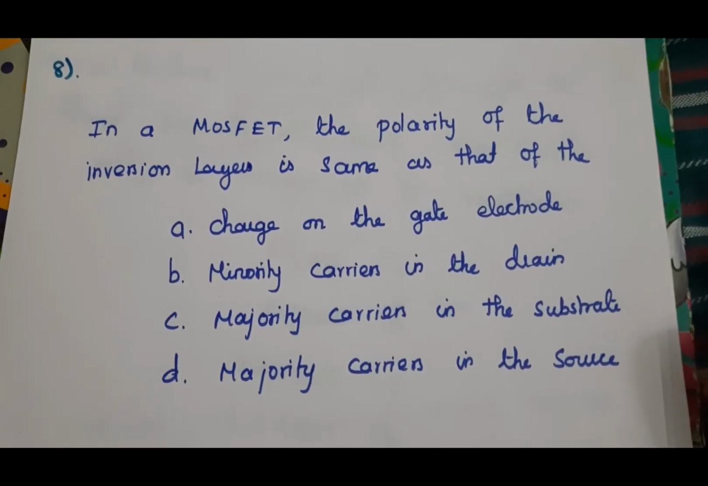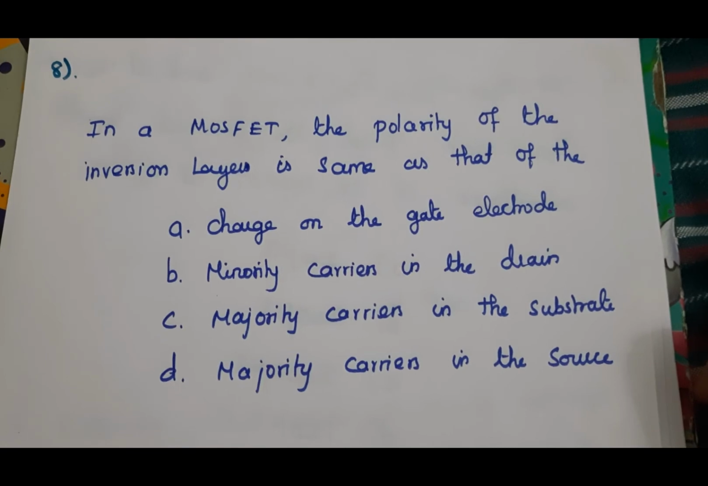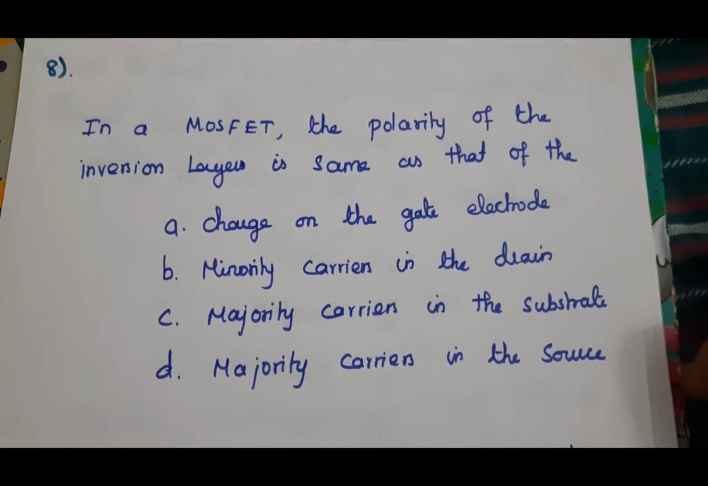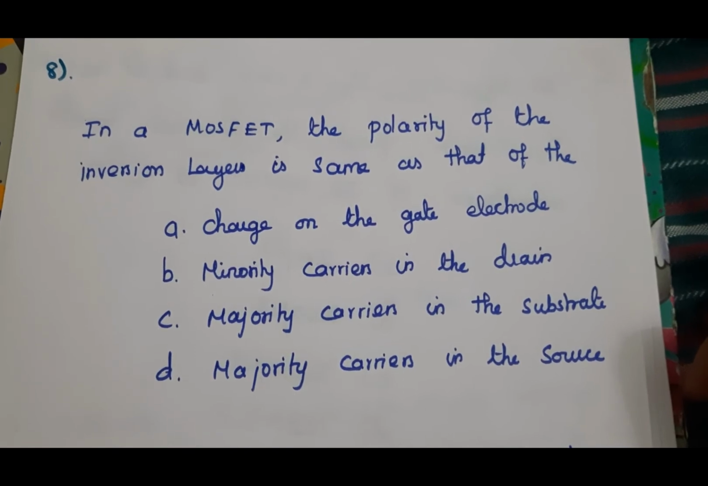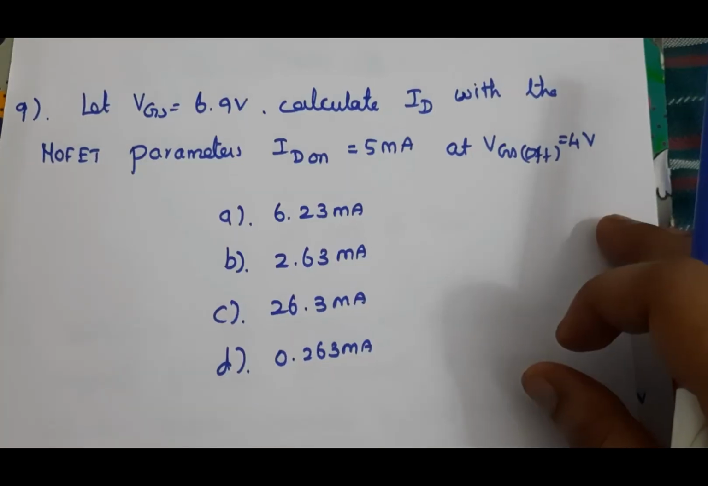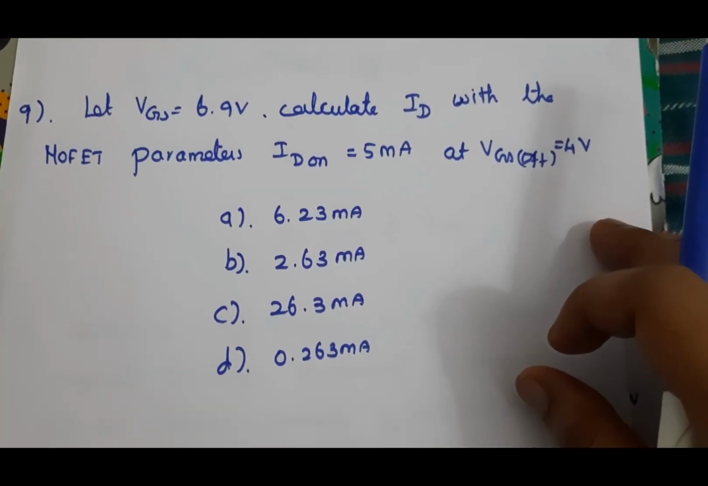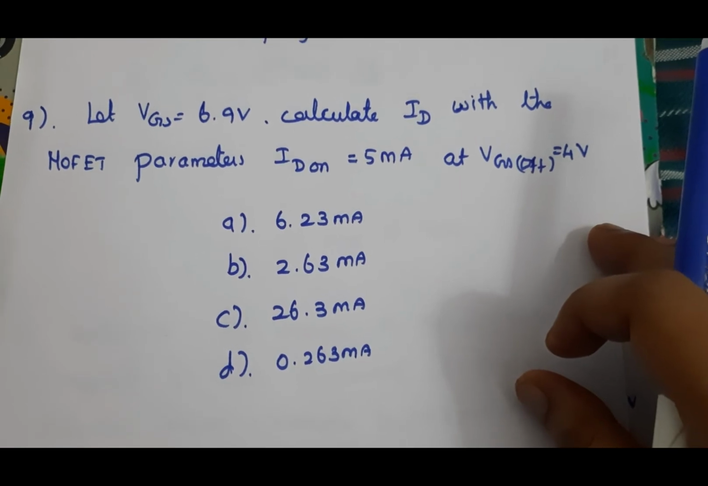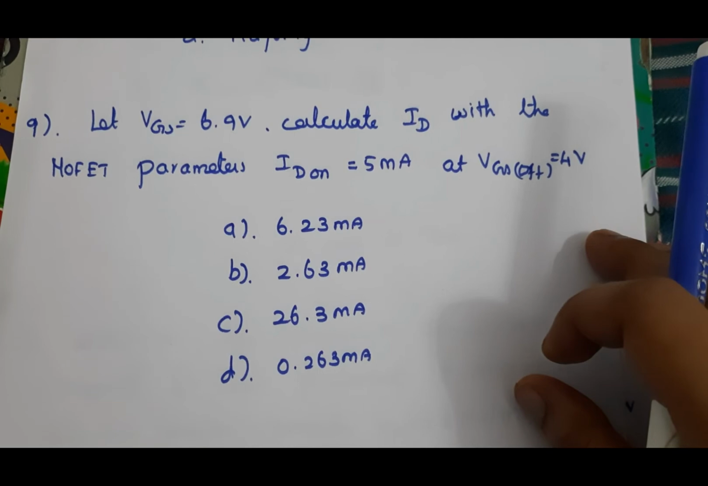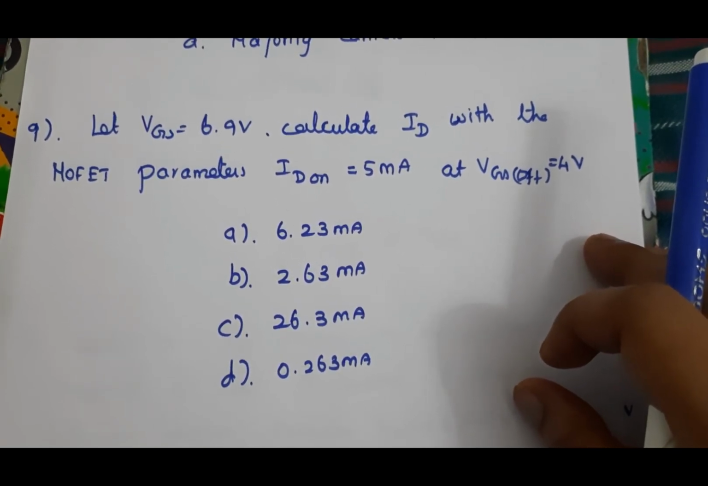Eighth question, in a MOSFET, the polarity of the inversion layer is the same as that of the charge on the gate electrode, minority carriers in the drain, majority carriers in the substrate, or majority carriers in the source. Find the correct one. Ninth question, let VGS be equal to 6.9 volts, calculate ID with the MOSFET parameters ID(on) equal to 5 milliamps at VGS(off) equal to 4 volts, and find the correct answer from A, B, C, D.